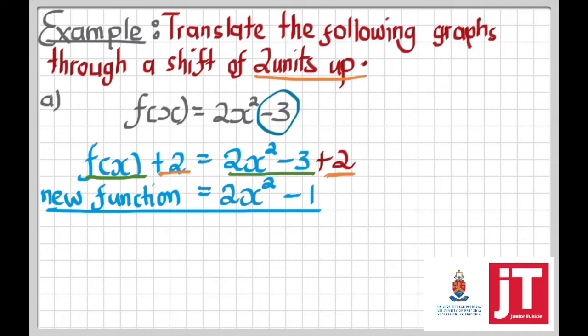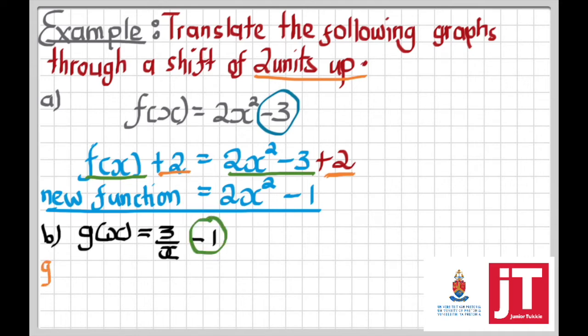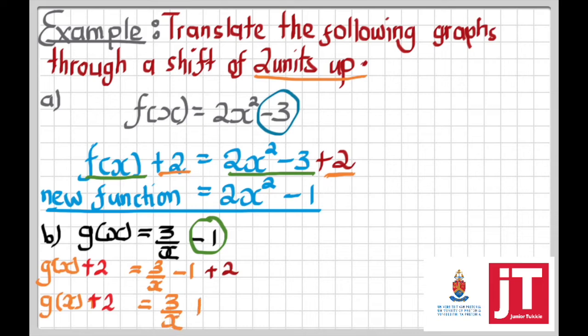We move on to the second example where we're given a different type of function, which is, in this case, a hyperbola. g of x is equal to 3 over x minus 1. It has to undergo the same translation of 2 units up. So we're going to say g of x plus 2 will give us 3 over x minus 1 plus 2. Finally, that gives us 3 over x plus 1 as our new graph or the translated graph.